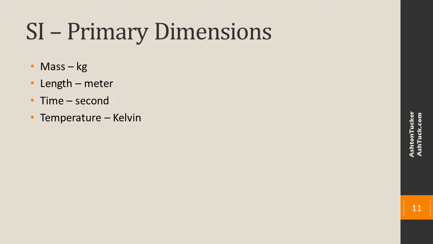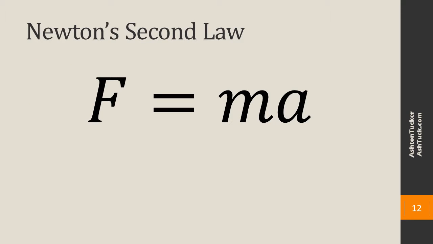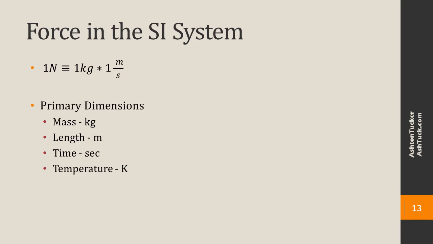Then the secondary dimensions are made from all of these. Other secondary dimensions can be found by using the primary dimensions and Newton's second law, which states that force equals mass times acceleration. In the SI system, force has the units of newtons. Now we know where they came up with that. So F equals ma becomes, by definition, 1 newton equals 1 kilogram times 1 meter per second squared.